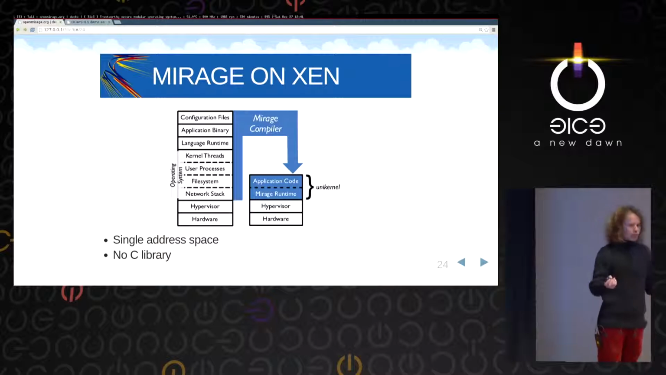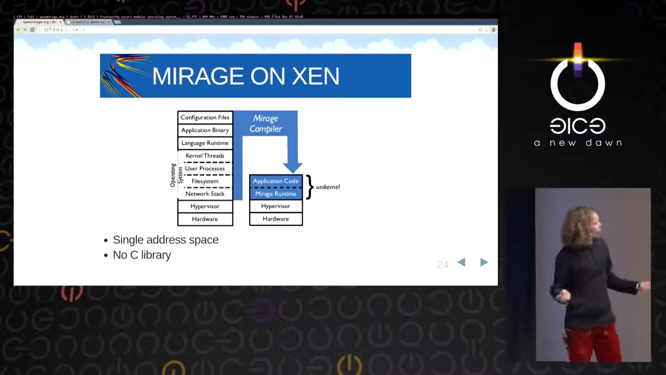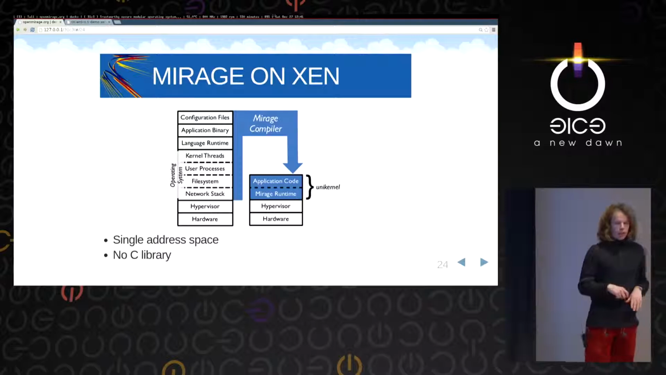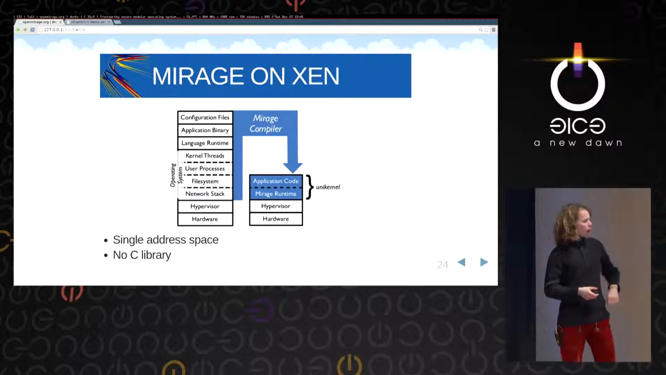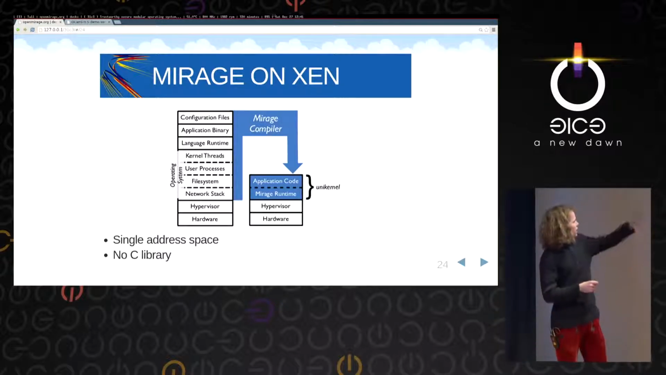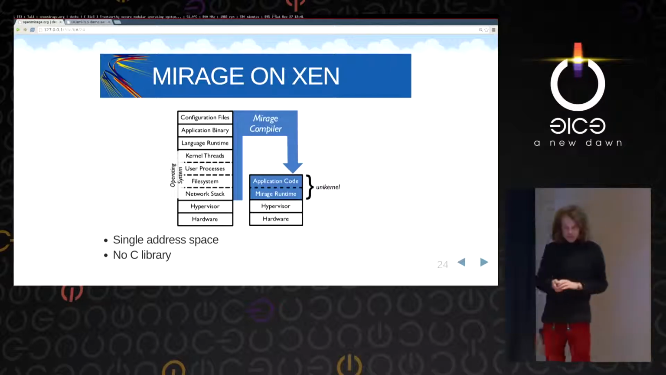The other stuff which should be done is the request-response on the DNS port. So Mirage on Xen, instead of having the hardware and the hypervisor and on top of that the legacy operating system with a network stack, a file system, user processes, kernel threads, some programming language runtime, some application binary and some configuration files lying around somewhere on some file system, we instead just have a Mirage runtime, which is an OCaml runtime, and then the application code right on top of that. So we don't have a network stack inside of the operating system, but we have it inside of the Mirage runtime.